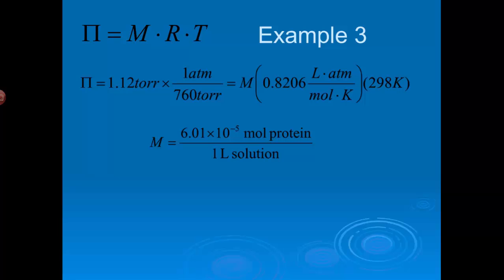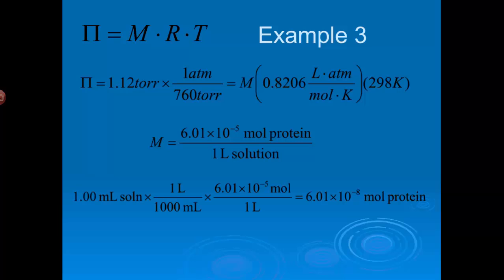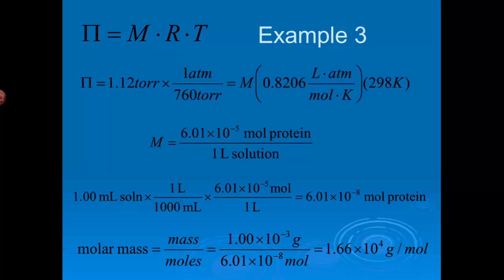Now we know how many moles of protein we have, and in the problem, we know how many grams of protein we had. Molar mass is grams over moles. We need to change our milliliters of solution to liters because we're working in liters, and we get 6.01 times 10 to the minus 8 moles of protein. So 1.00 times 10 to the minus 3 grams of protein divided by 6.01 times 10 to the minus 8 moles of protein is 1.66 times 10 to the 4th grams per mole. That's 16,600 grams per mole of this protein. Proteins, by the way, are ginormous molecules. They're huge, and so their molar masses are just way off the charts.